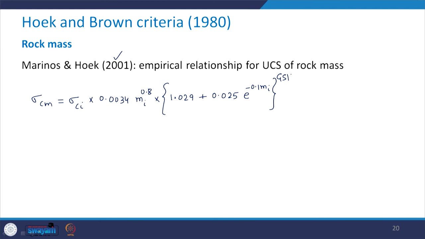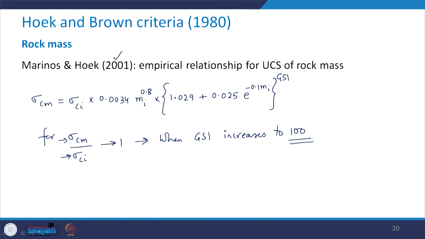So for sigma cm upon sigma ci tending to 1, what does that mean? That the UCS of the intact rock and UCS of the rock mass are equal to each other. This would correspond to the situation when this GSI increases to 100. So you just substitute 100 here, and then you will get that this ratio will be approximately equal to 1, or it will be tending to 1.